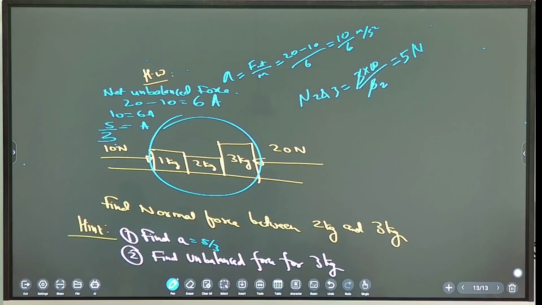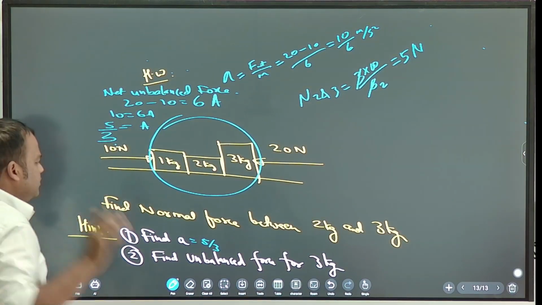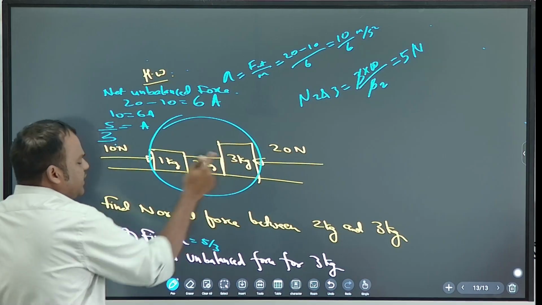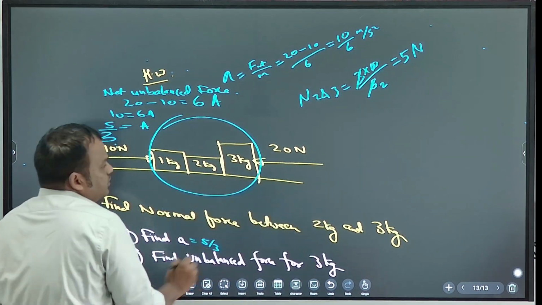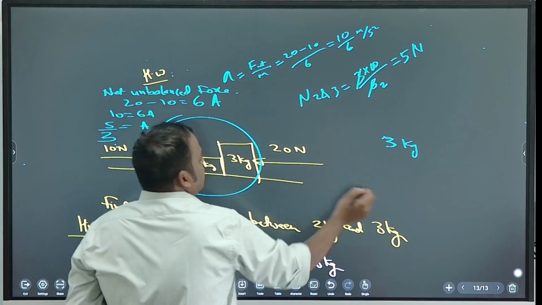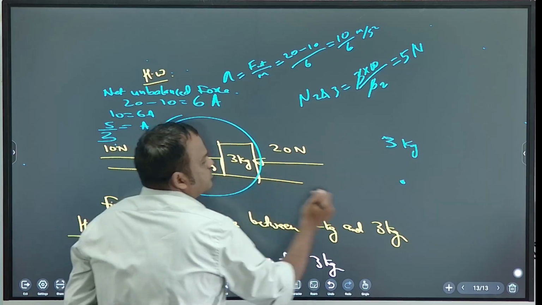How many of you got correct? 5 by 3. Okay, good. Now find unbalanced force for 3 kg. For 3 kg, now you see, for 3 kg, what is the leftward force?